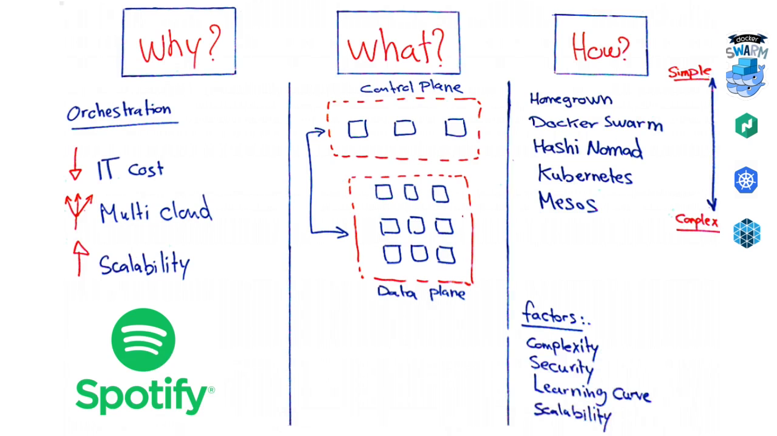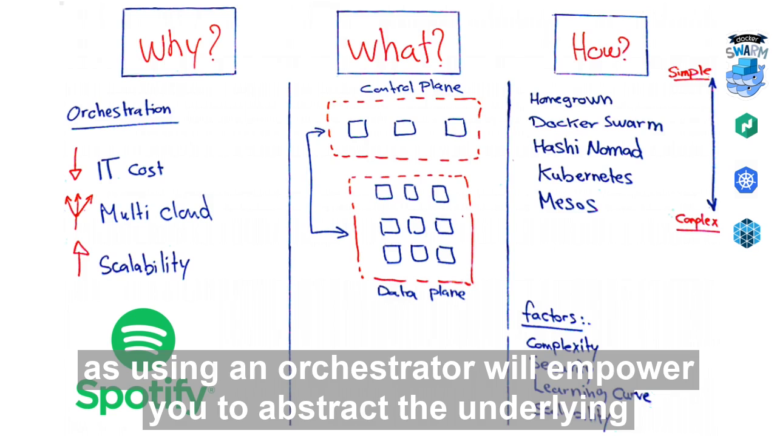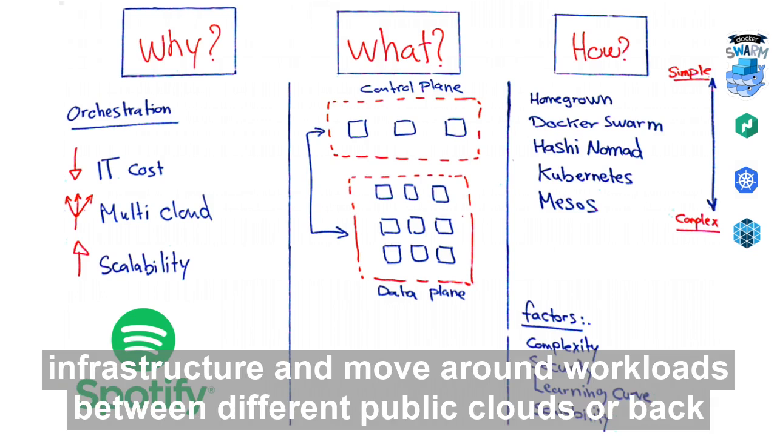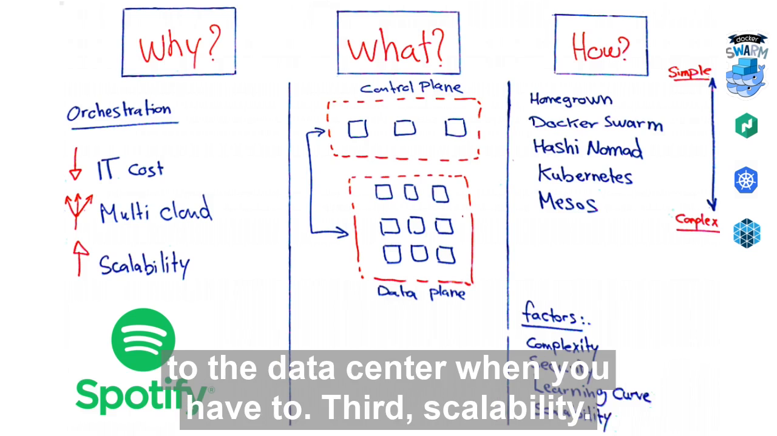Second, multi-cloud, as using an orchestrator will empower you to abstract the underlying infrastructure and move around workloads between different public clouds or back to the data center when you have to. Third, scalability.